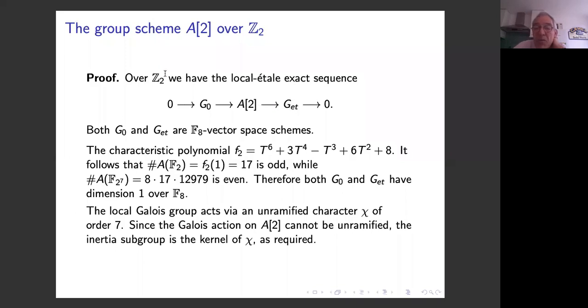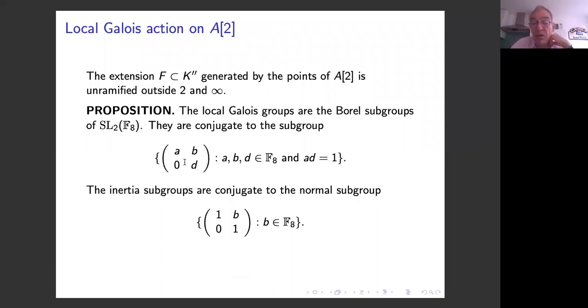But Q2, the two adic numbers, have no cyclic extensions of degree 7, except the unramified one by local class field theory, if you like. So the action on this group is through an unramified character of order 7. And it's not order 1 because it didn't have rational points, modulo 2, order 7. And since the determinant is 1, then the same is true here. So that proves that we have a Borel group.